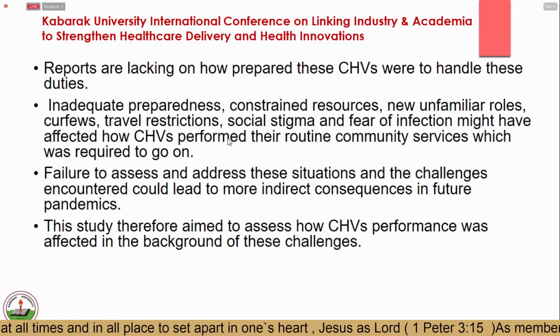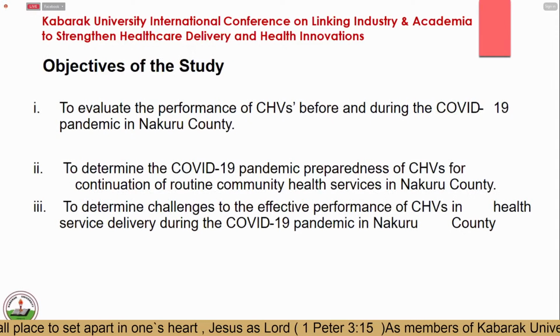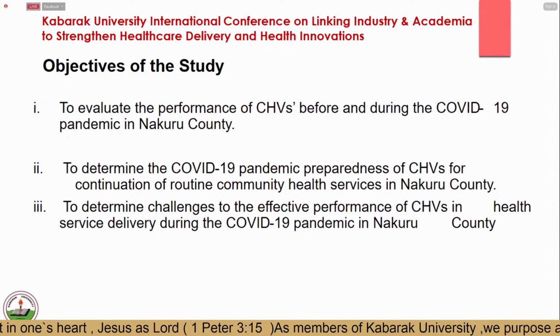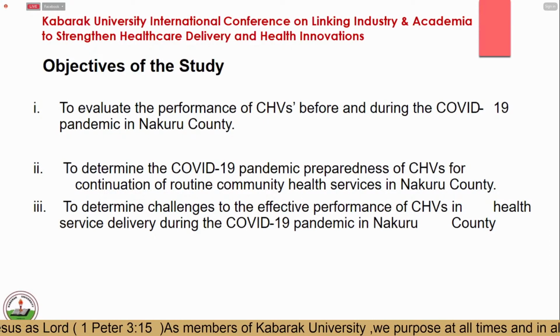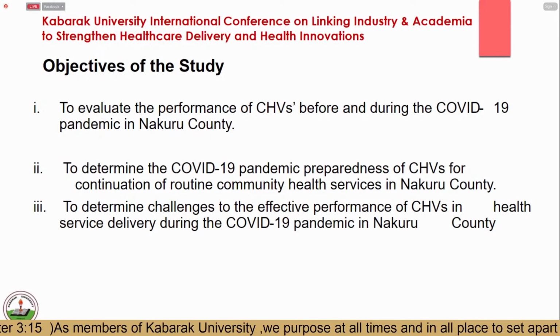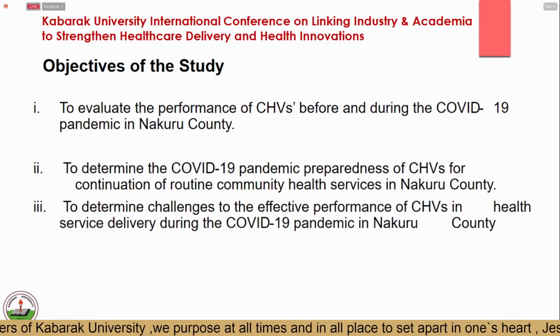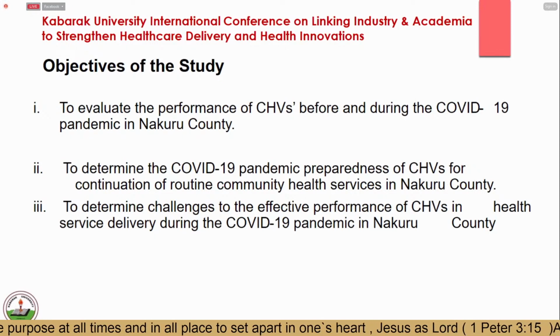of these challenges. So there are three objectives. One was to evaluate the performance of CHVs during the COVID-19 pandemic in Nakuru County. Secondly, was to determine the COVID-19 pandemic preparedness of the community health volunteers for the continuation of routine community services in Nakuru County. Thirdly, was to determine the challenges to the effective performance of the community health volunteers in service delivery during the COVID-19 pandemic in Nakuru County.